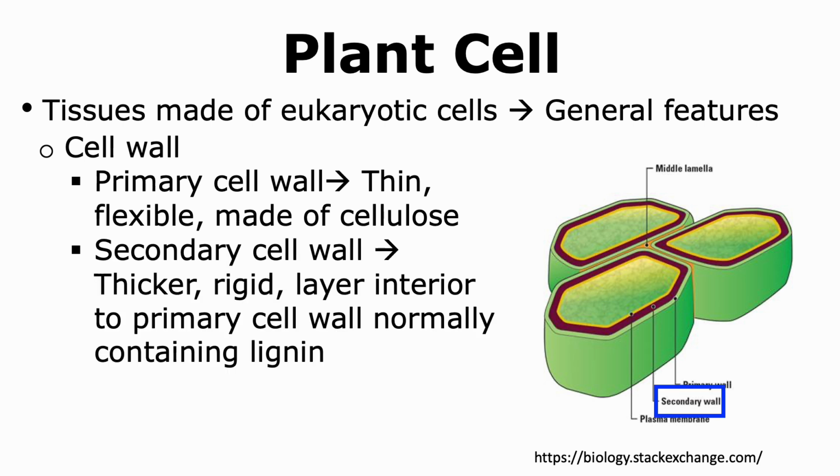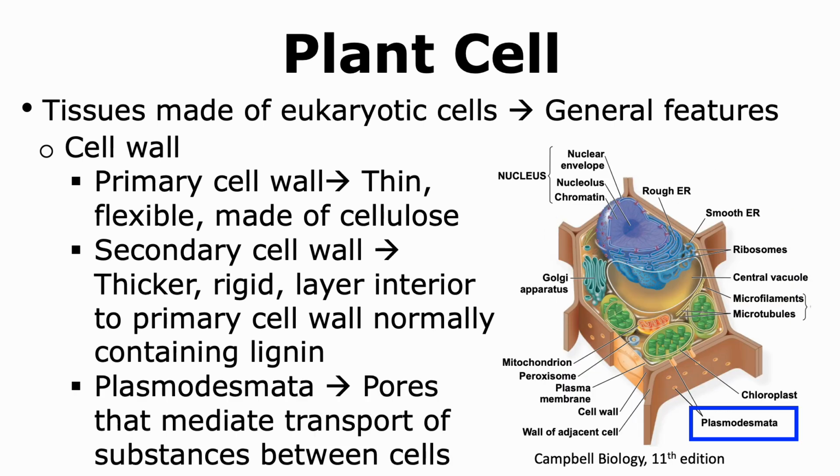The secondary cell wall is formed in some plant cells. This cell wall is thicker and rigid. It is placed interior to the primary cell wall, and in addition to cellulose, it can contain another compound called lignin. Within the cell walls, there are pores that can mediate transport of different types of substances between neighboring cells. These pores are called plasmodesmata.